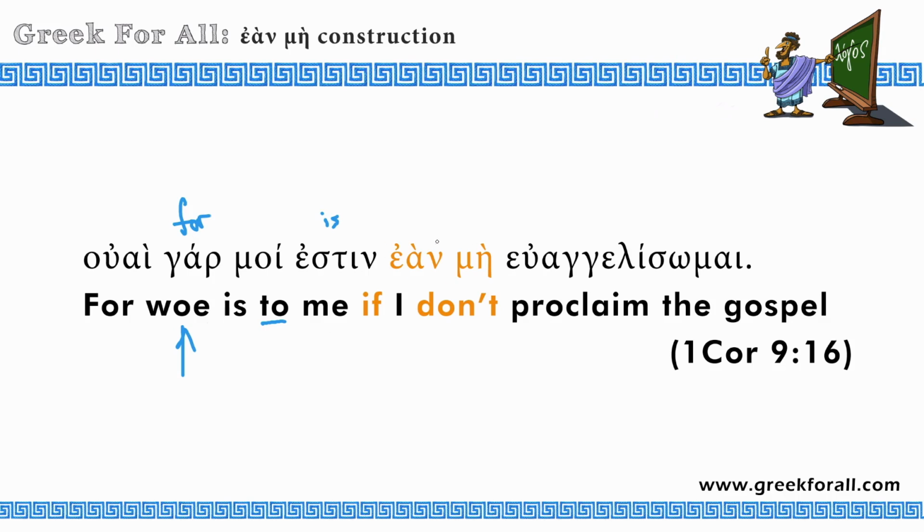And now we come to our construction ean me. Here I rendered it "if not," or because this is the verb, "I went if I don't." We could go "unless," so let's just try unless. So unless euangelisōmai is a verb, it is an aorist subjunctive.